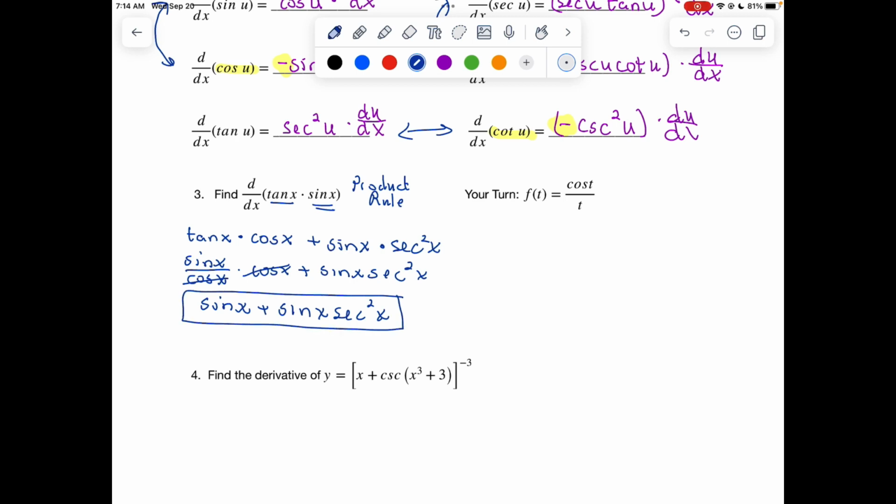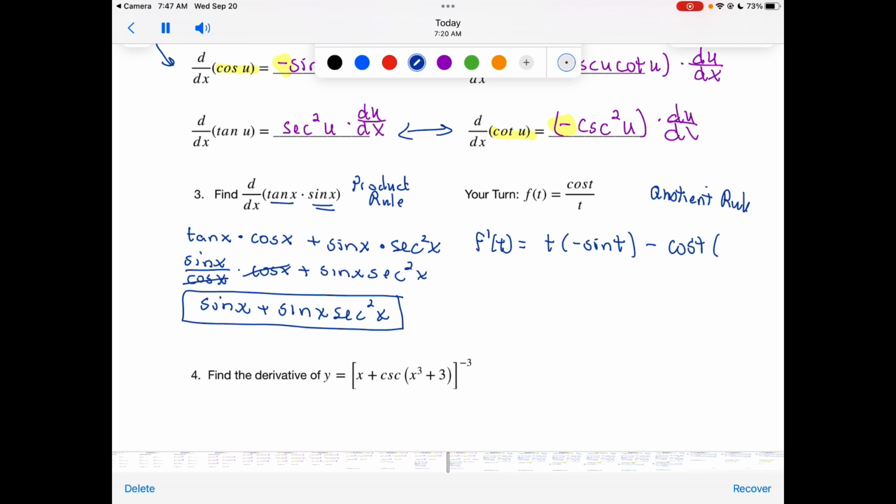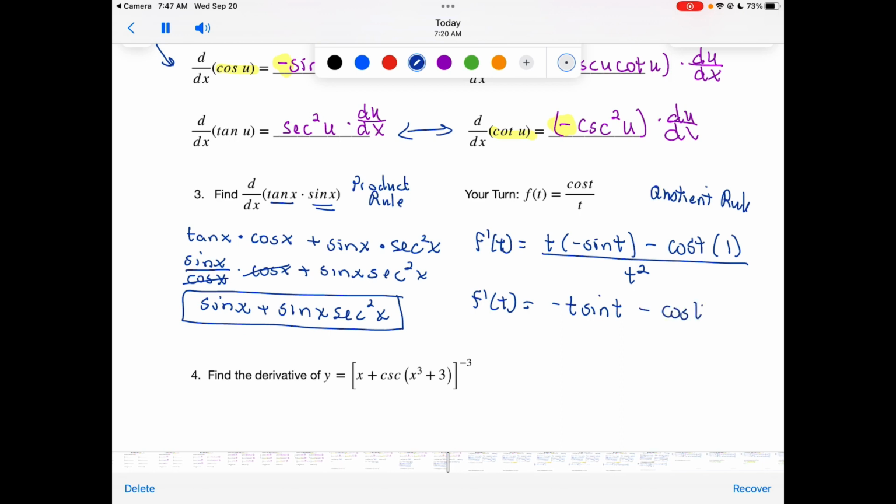Okay, I want you to try the second one. f of t is equal to cosine t divided by t. First thing I notice, I have the quotient rule. So I have to do low d high minus high d low over low low. Low is t times the derivative of the top, which is negative sine of t, minus high, which is cosine of t, times the derivative of the bottom, which is 1, all over t squared. Simplifying this now, I would rewrite this as negative t times sine of t minus cosine of t all over t squared. And there's nothing I can simplify.